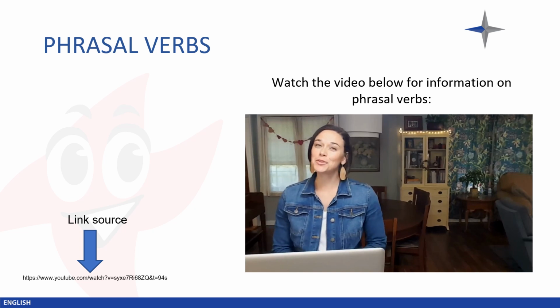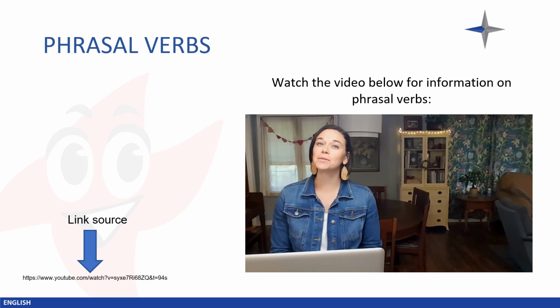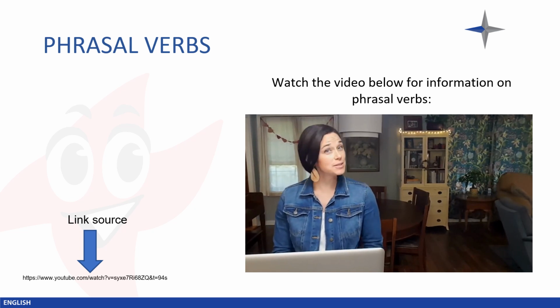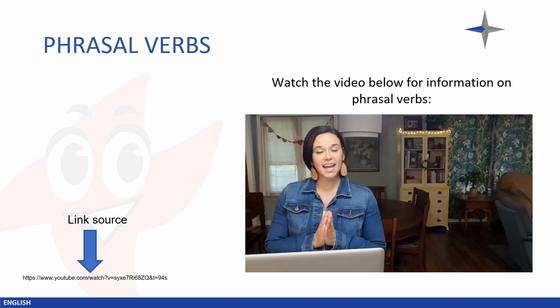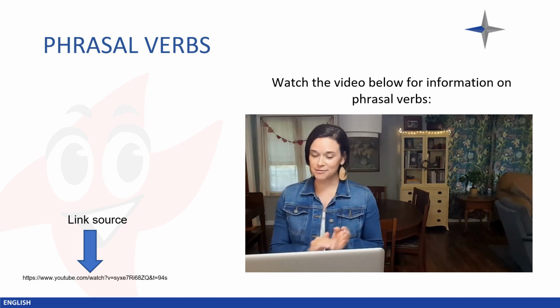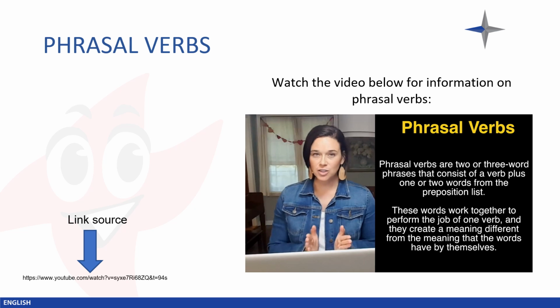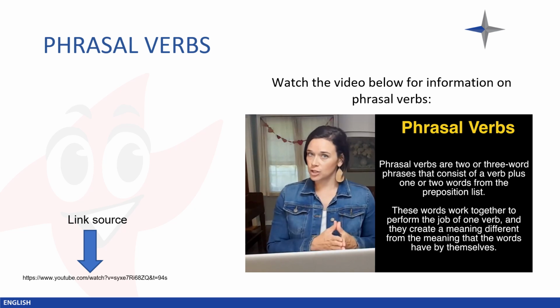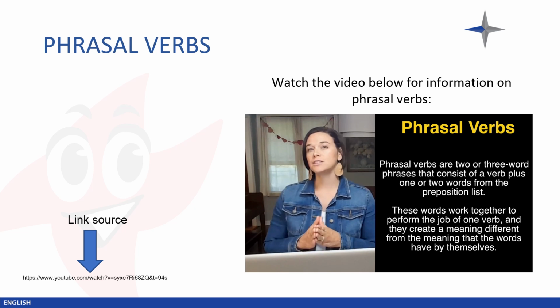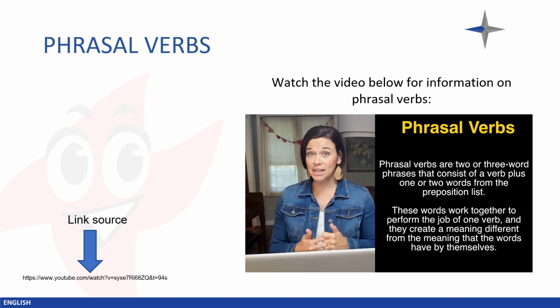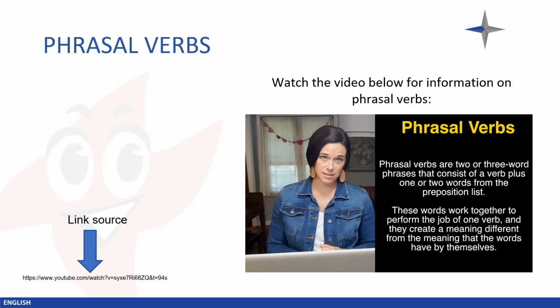Hey there, it's Elizabeth O'Brien from Grammar Revolution, where we help you teach and learn grammar the easy way with sentence diagrams. And today we are talking about phrasal verbs. Phrasal verbs are 2 or 3 word phrases that consist of a verb plus 1 or 2 words from the preposition list. And these words work together to perform the job of one verb, and they create a meaning different from the meaning that the words have by themselves.